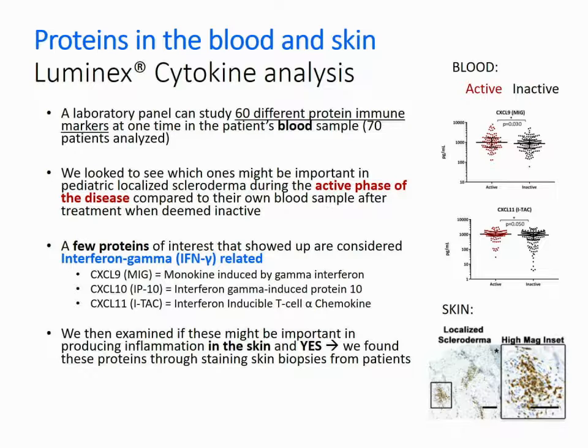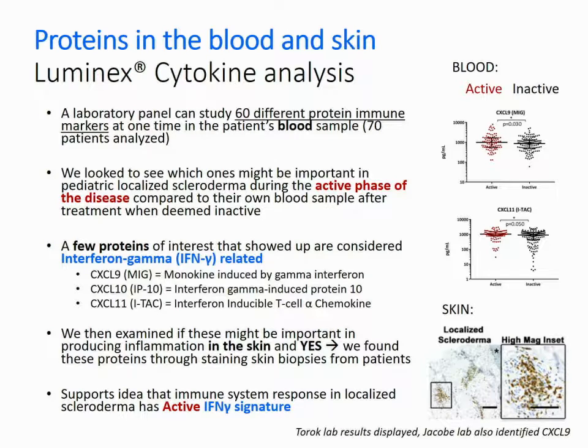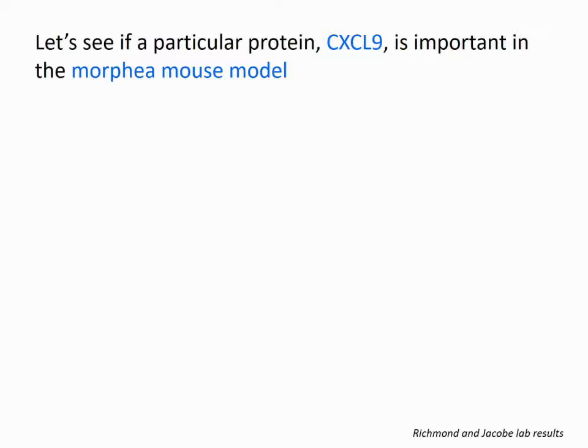Heidi Jacoby, a dermatologist at UT Southwestern, also found CXCL9 and the related markers to be in the skin as well. So that seems interesting. We found a protein in the blood, and then saw it was in the skin as well in the localized scleroderma patients. Maybe this interferon gamma signature has something to do with active disease. It looks pretty promising.